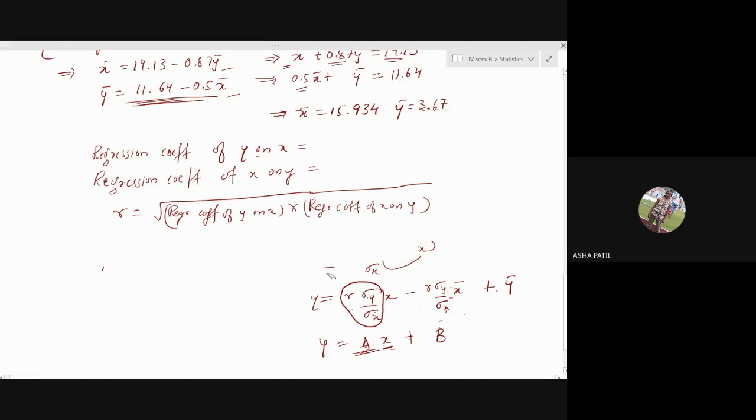With that, can you tell me what's the regression coefficient of y on x? First you have written y on x. Look at the first line. Which line will you be considering? We want the regression coefficient of y on x. Is it the first line or the second line?